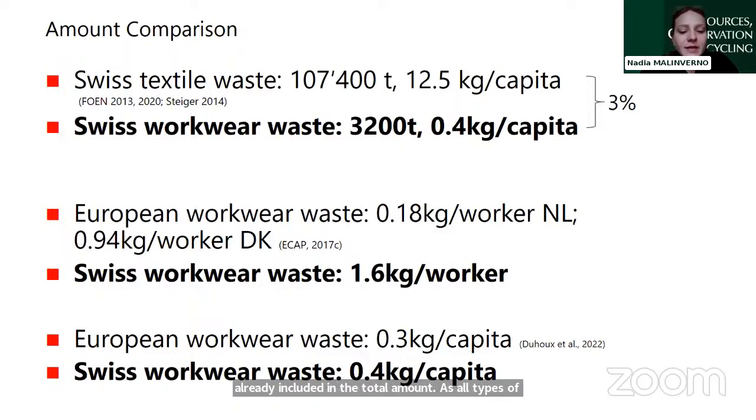Compared to European data, for example, we have 0.1 kilogram per worker in the Netherlands, or 0.94 kilogram per worker in Denmark. Our Swiss data is higher, but here it must be noted that we have calculated with the data of people who also wear workwear, and the European figures with the percentage of the population that works and not necessarily wear workwear. Another European statistic speaks of 0.3 kilogram per person of workwear, and this value is comparable to the value of 0.4 kilogram per person in Switzerland.